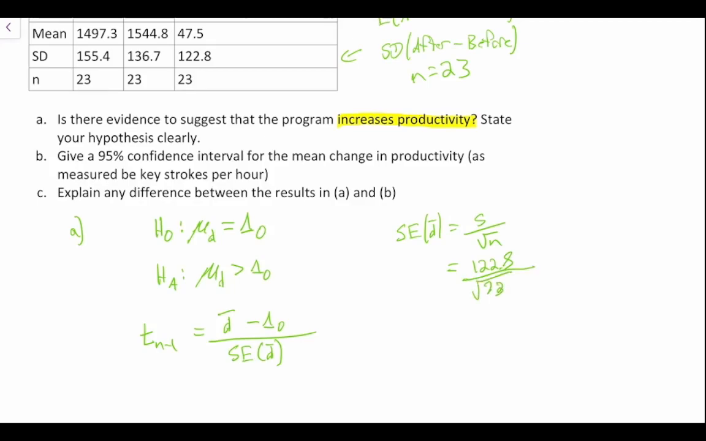I can do that a little bit nicer. We'll do the square root of 23 and store that in my calculator. 122.8 divided by the square root of 23, which gives us a standard error. So SE d bar is equal to 25.6056. We'll just put 4 decimal points.